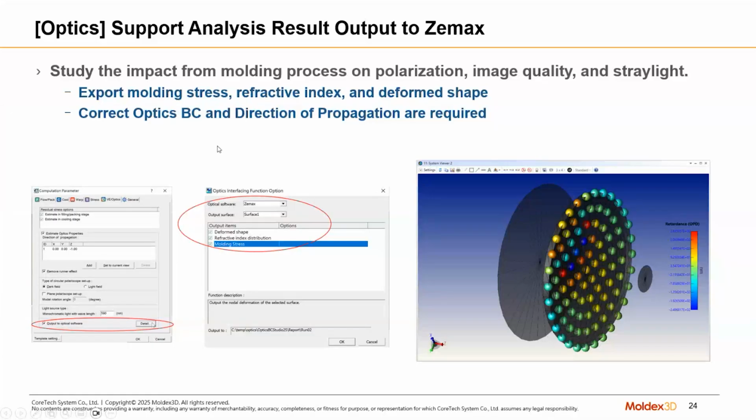For optics, we now support the output to Zemax. Before, we only supported the output to Code 5, but now we have the ability to output to Zemax, which is another optical software. You would need to set up a new boundary condition called the optics boundary condition. Then, in the computation parameters under VE optics, you would select output to optical software and select the Zemax software from there.